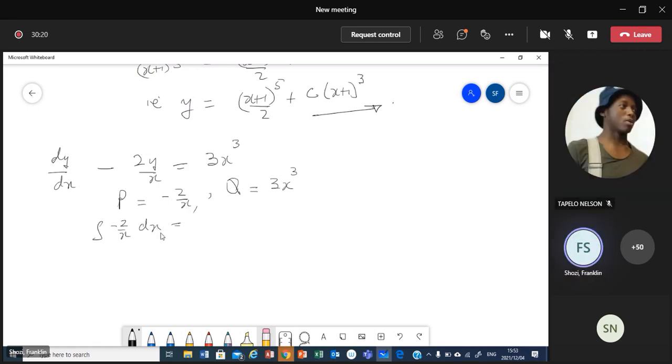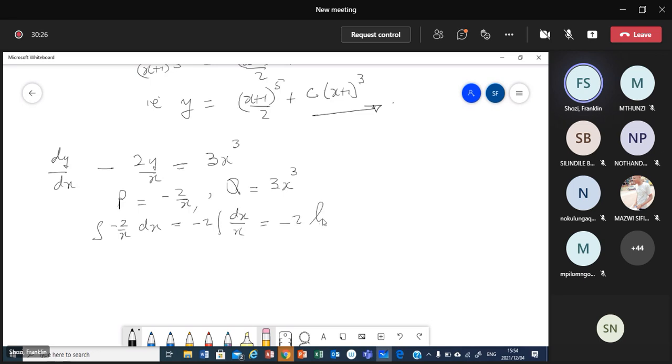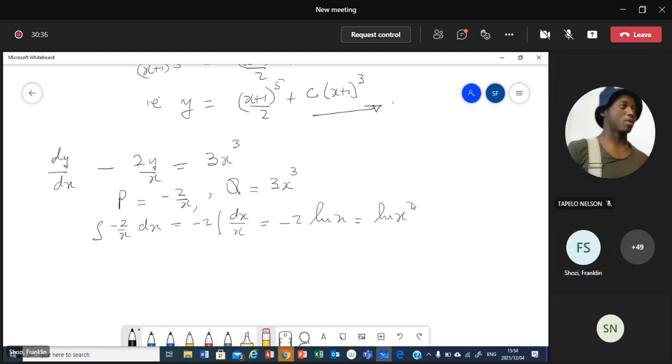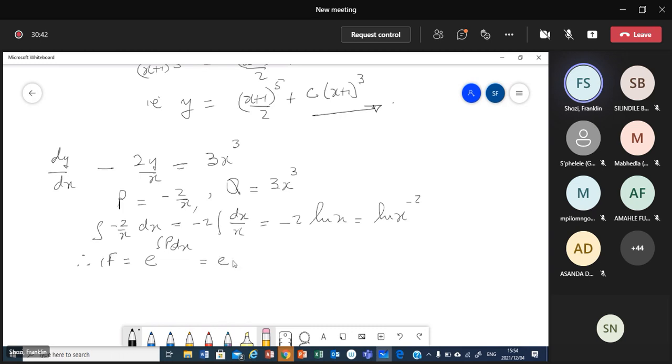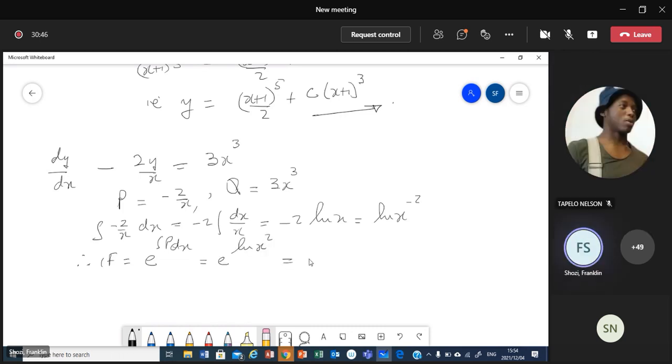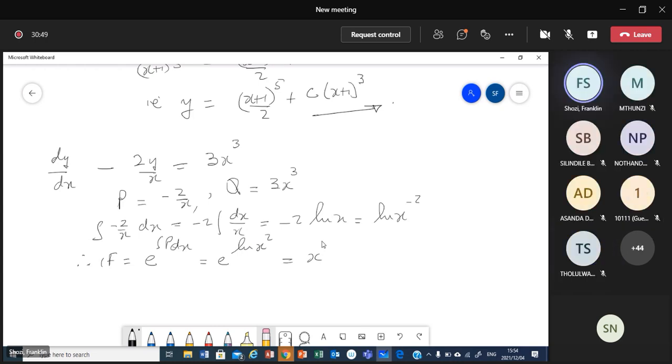Therefore, what is the integral of minus 2 over x dx, which is your P? That is the same as minus 2 times the integral of dx over x. That is minus 2 ln x, which is the same as ln x to the power minus 2. What is then your IF? Your IF is e to the power the integral of P dx, which we've already worked out as ln x to the power minus 2, and you know that the answer there is just x to the power minus 2.